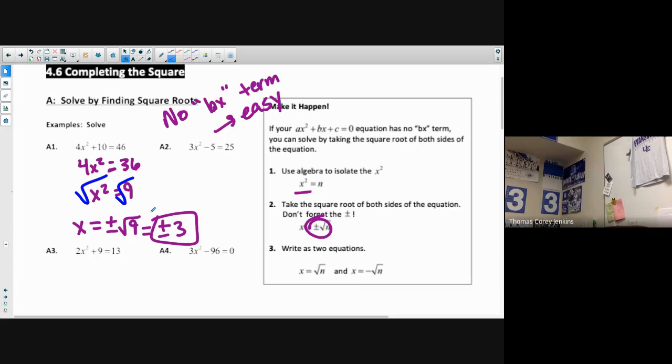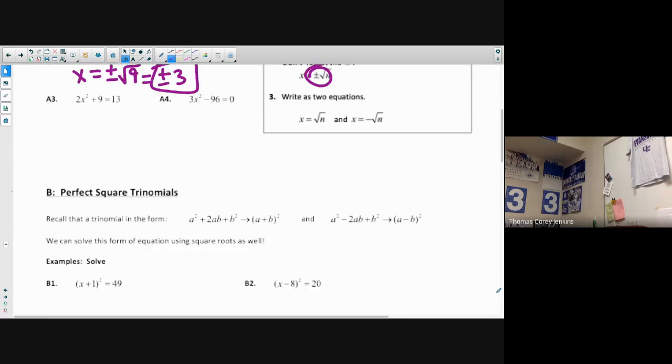All right, so I want to do another one where we don't get such a clean answer. Let's maybe look at A4. So A4, move over the minus 96. That's going to give me 3x squared equals 96. Divide by 3, and we get x squared equals 32. So 32 obviously is not a perfect square, so we're going to get a weird answer when we take the square root. So we get x equals plus or minus the square root of 32. Sorry, I put 36.